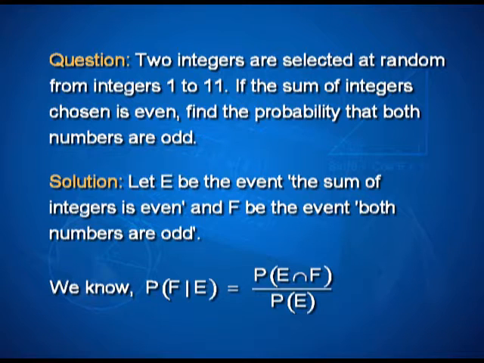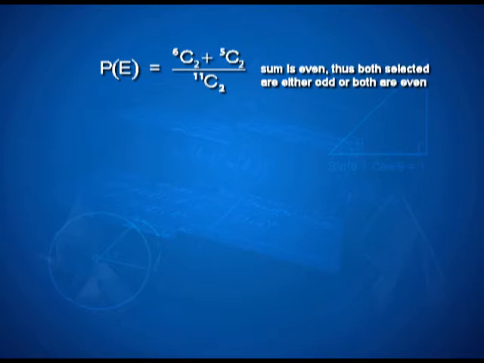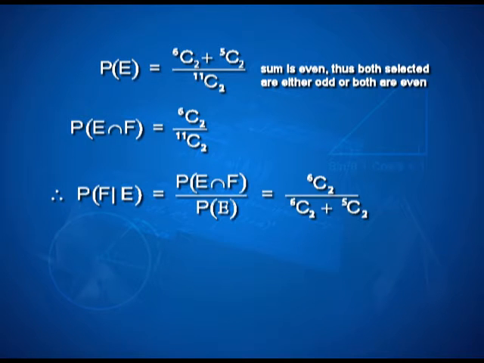In this case, we are looking at probability of E to be same as 6C2 plus 5C2 by 11C2. This has come from an understanding that sum is even when both selected numbers are either odd or both are even. So, we have 6 odd, 5 even numbers, and therefore, 2 selected out of 6 can be done in 6C2 and 2 out of 5 can be selected in 5C2 ways. And therefore, the probability of E can be calculated as per this. Similarly, probability of E intersection F, out of 6 numbers, 2 can be selected in 6C2 ways. And the total number of possible outcomes remains 11C2.